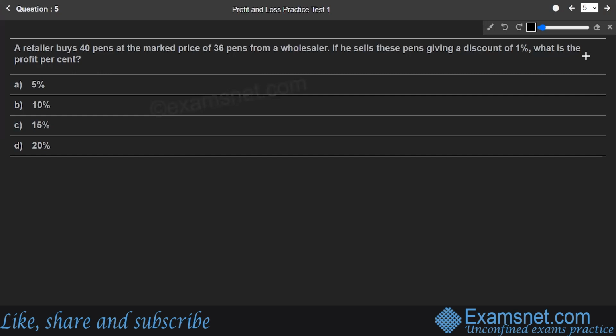So, as the question says, a retailer buys 40 pens at the mark price of 36 pens from a wholesaler. If he sells these pens giving a discount of 1%, what is the profit percent? Actually, 40 pens have been bought and the price is given equal to the mark price of 36 pens only. So we can begin the question like this: let the cost price of one pen be, let's say, 1 rupee.